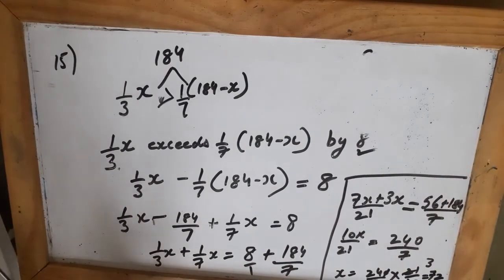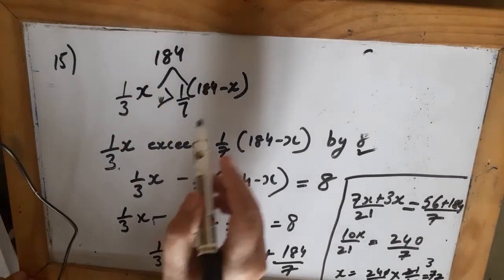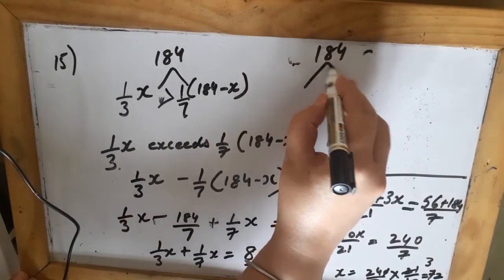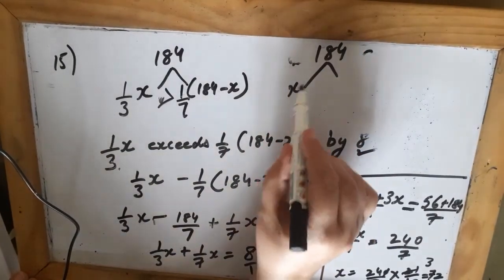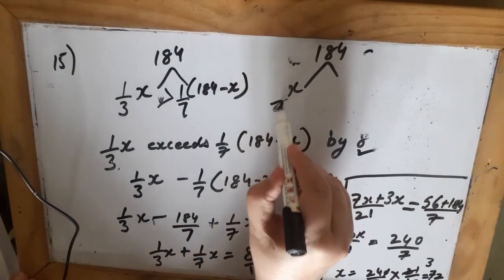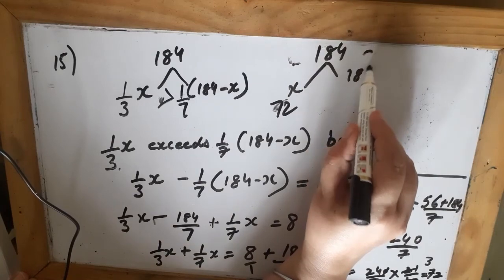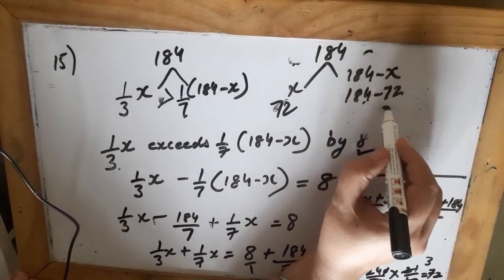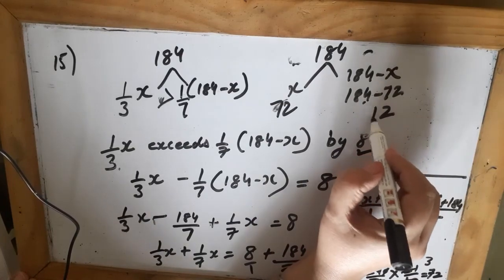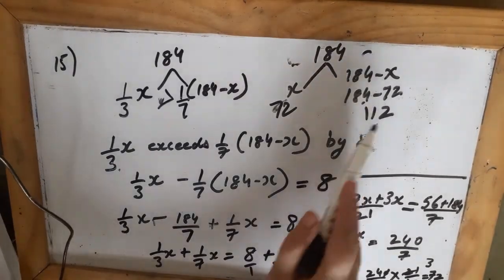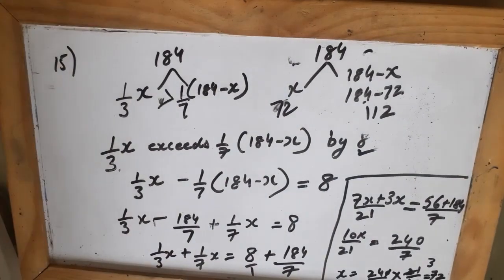So 24 3s is 72. So what it means is that the first part I had taken as x. So when I divided 184 into two parts, x was my first part. It means one part of 184 is 72, and what is the other part? It is 184 minus x, means 184 minus 72. So what will that be? 112. So one part is 72, and the second part is 112. So this is how we will do the 15th sum.